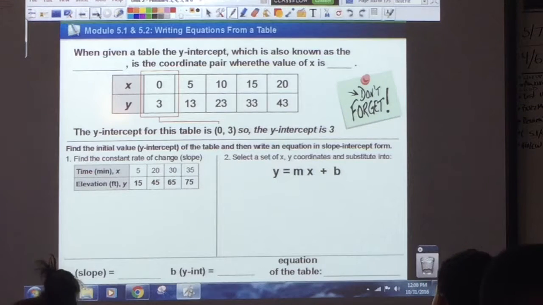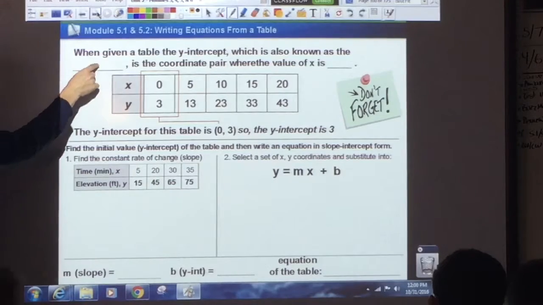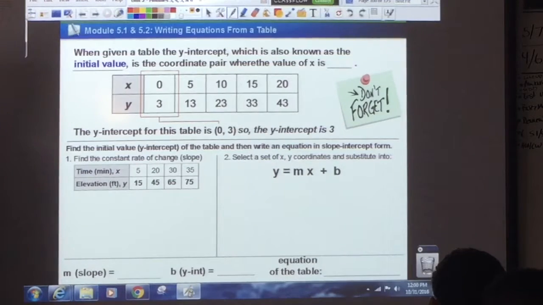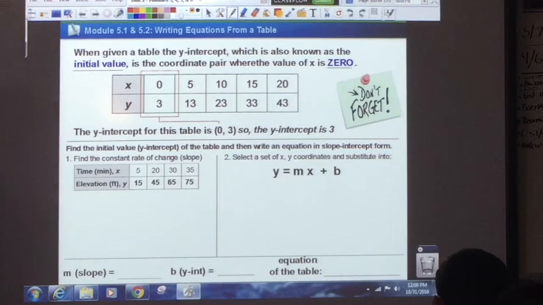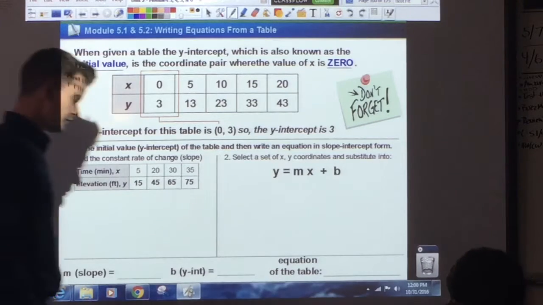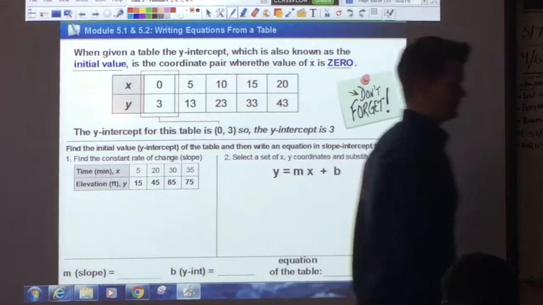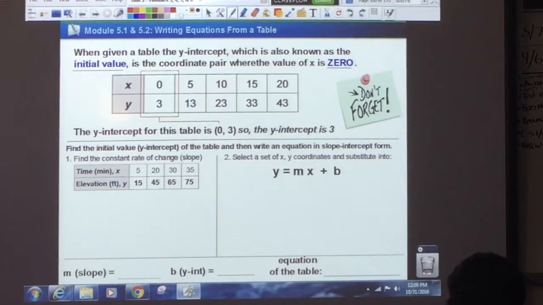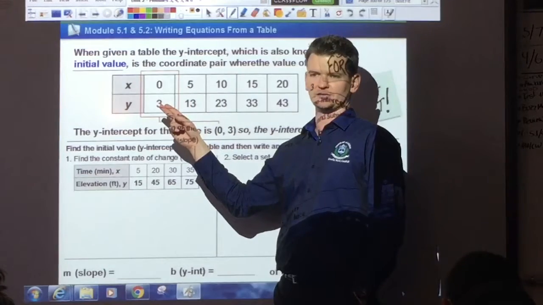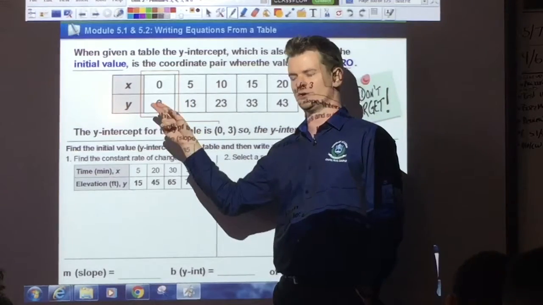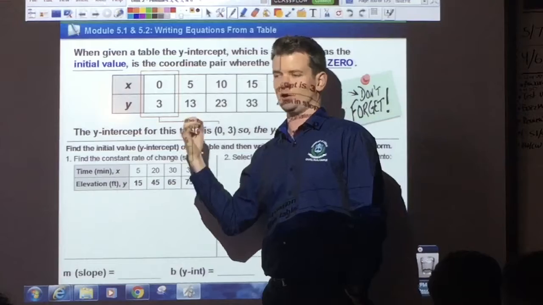Quick review here, because you've seen parts of this slide before. When given a table, the y-intercept, which is also known as the initial value, is the coordinate pair where the value of x is equal to 0. This was in the last module. I bring it up here because now we're going to be writing equations from tables. However, it's not very often that we're given the y-intercept in a table. This would make my life so easy, kind of like with a graph. I'm given the y-intercept, I just have to go find the slope.